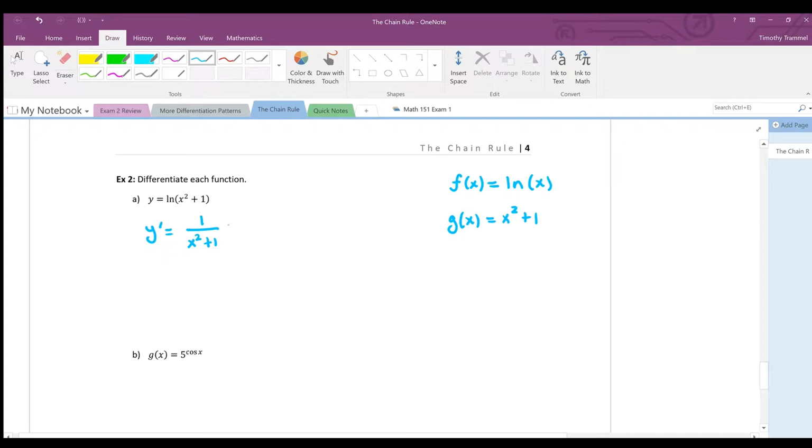All right, and then we want to multiply by the derivative of the inside function. So the derivative of g is just 2x. And all we can really do to make this look nicer is maybe write this as 2x over x squared plus 1. That's about it.